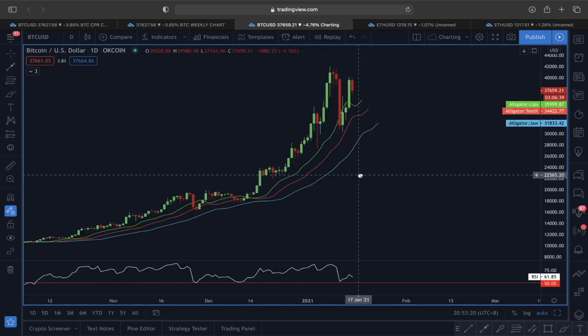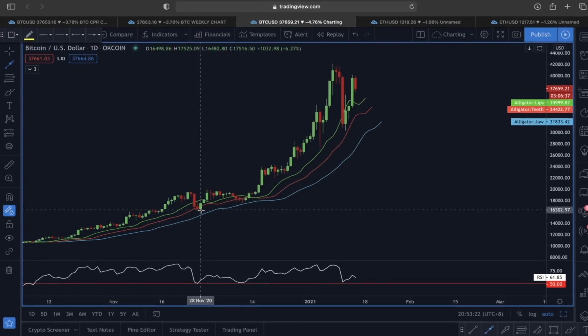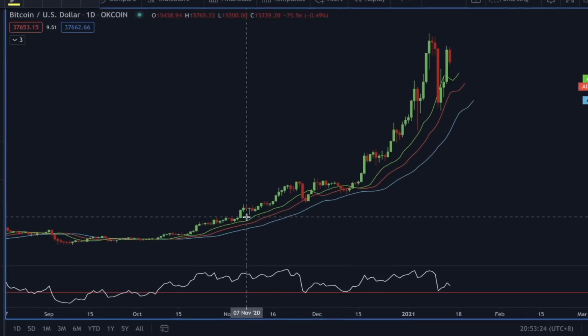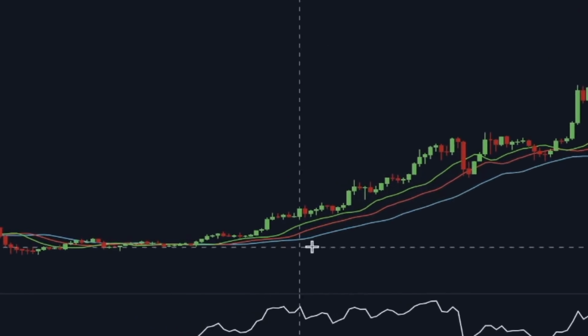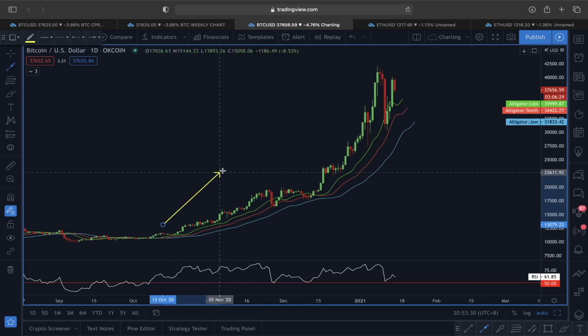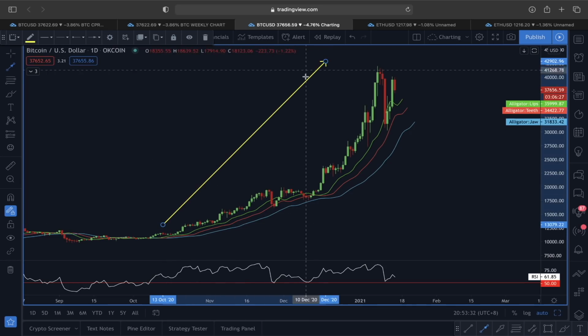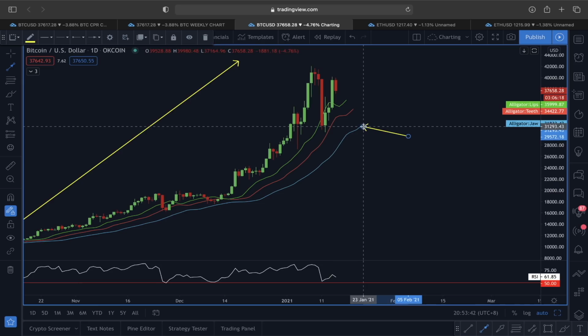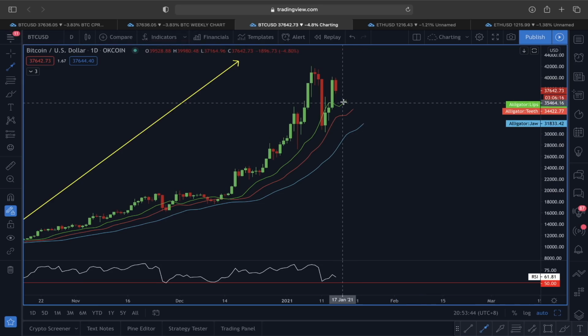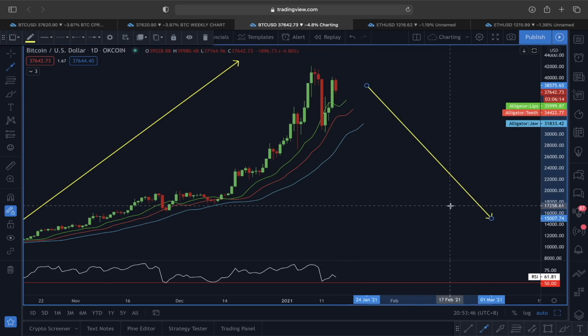What you have to keep in mind is that when you see this green line, which is the lip of an alligator, crossing above the red line, the teeth, and the blue line, the jaw line of an alligator, that is a sign of a mark-up phase. That actually indicates that the trend is now heading in an upper direction. Whenever you see the blue line at the top and the green line at the bottom, that is a sign of a trend reversal.